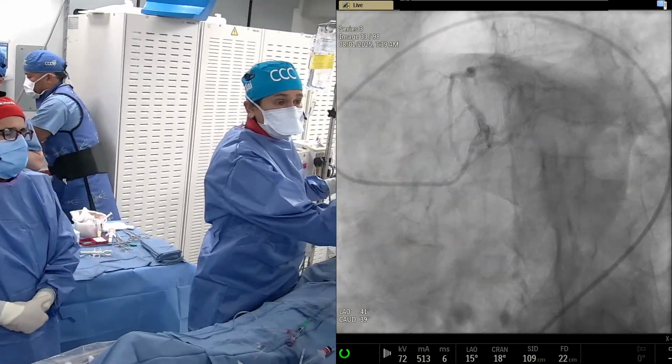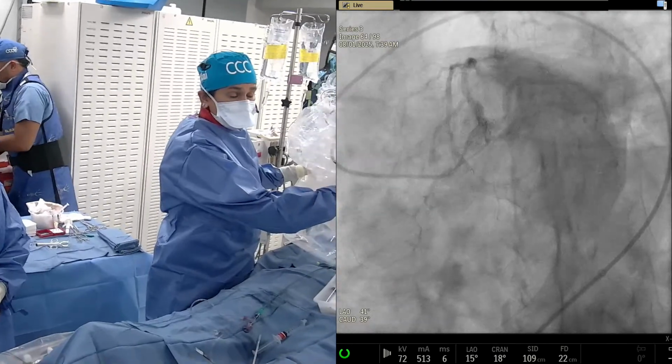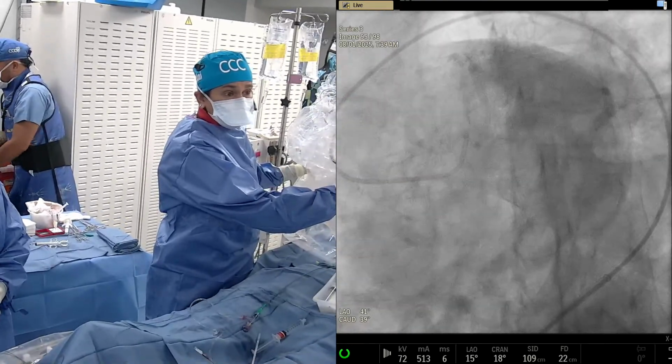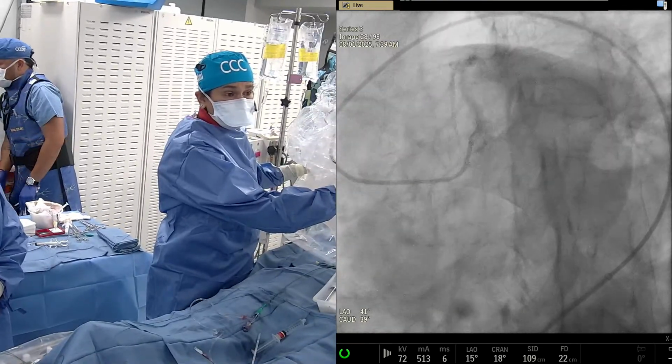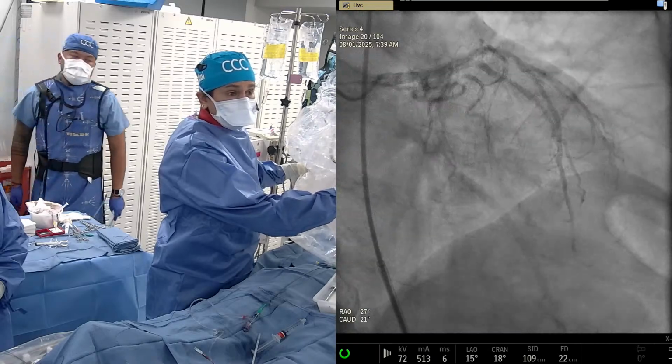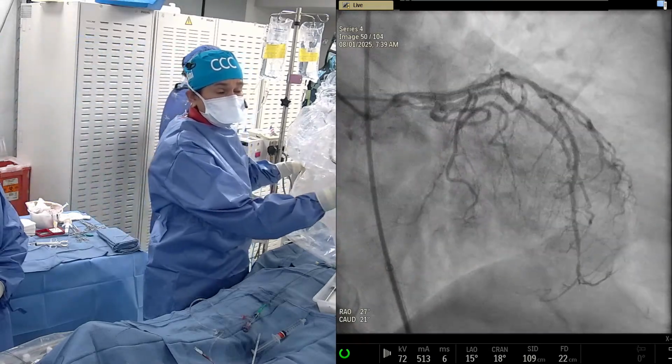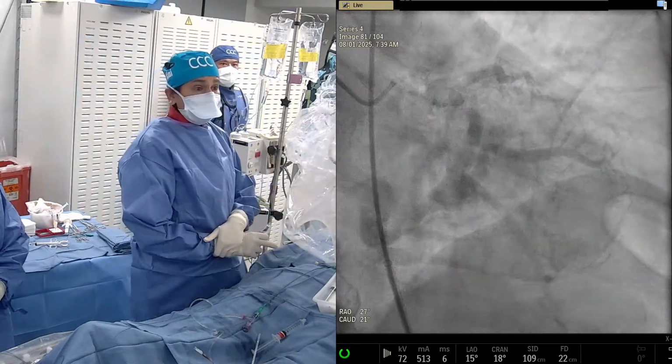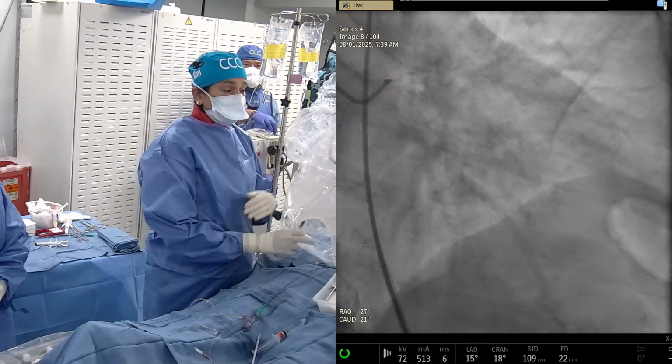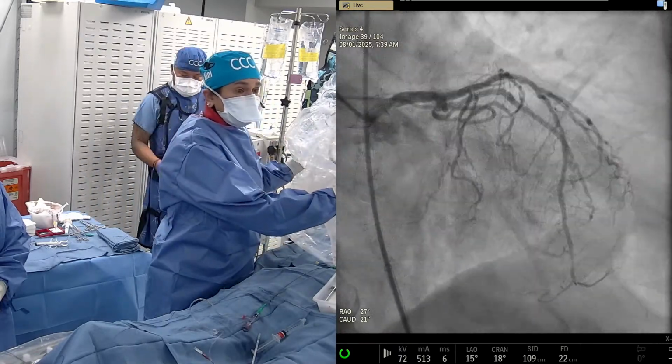So this is her left system. The Ramus that was intervened, you can see that stent, which looks good. The Circ and LAD were non-obstructive, but you can see the calcium in the LAD territory. There is moderate diffuse disease in the apical LAD.